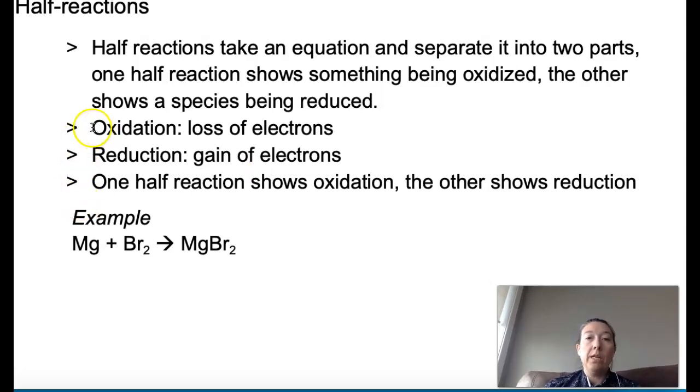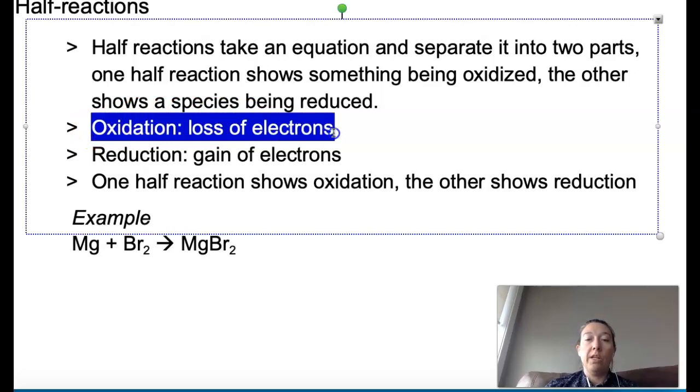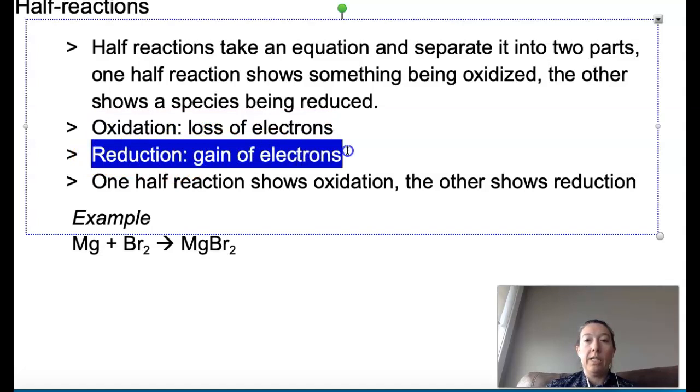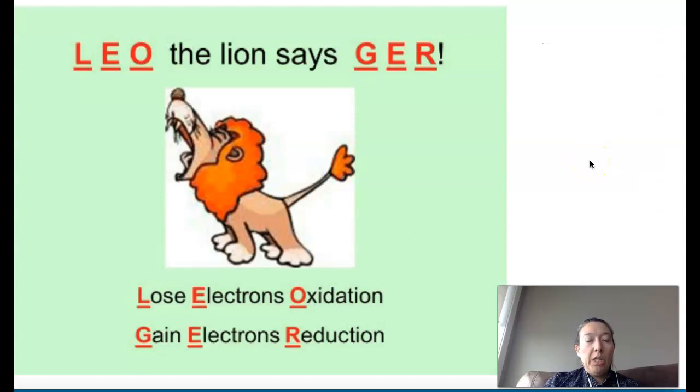So if you look here, it says oxidation is the loss of electrons, okay? And reduction is the gain of electrons. So we often use the saying, Leo the lion says grr, where Leo, loss of electrons, oxidation, and grr, gain of electrons, reduction. So definitely you need to be able to recognize when you have oxidation versus when you have reduction.